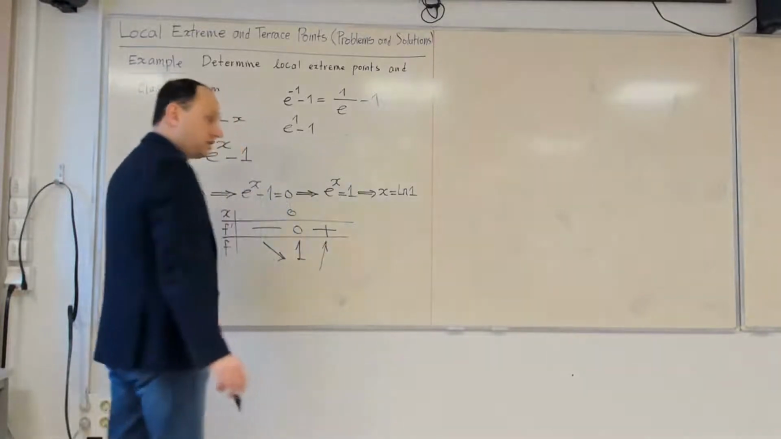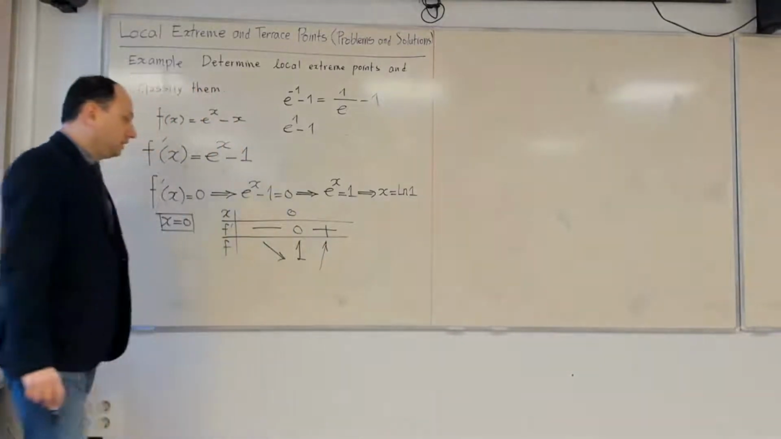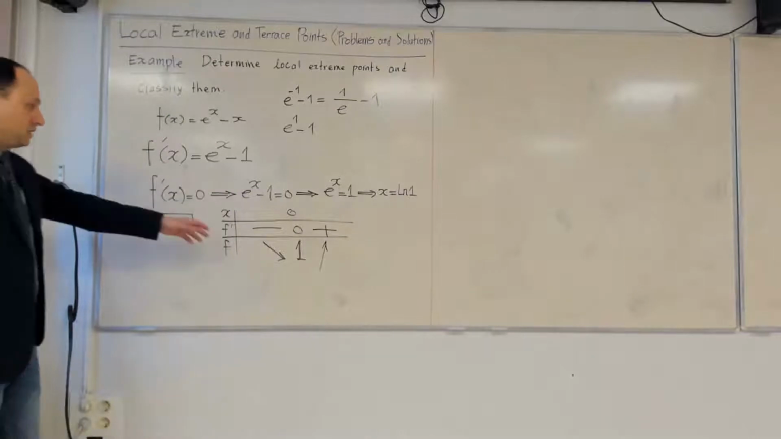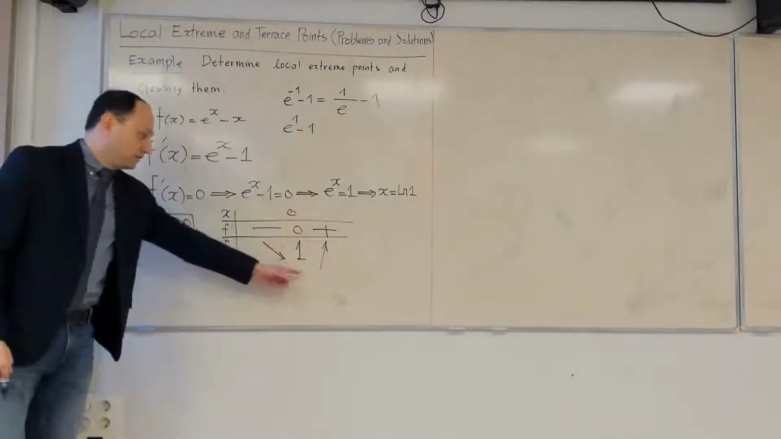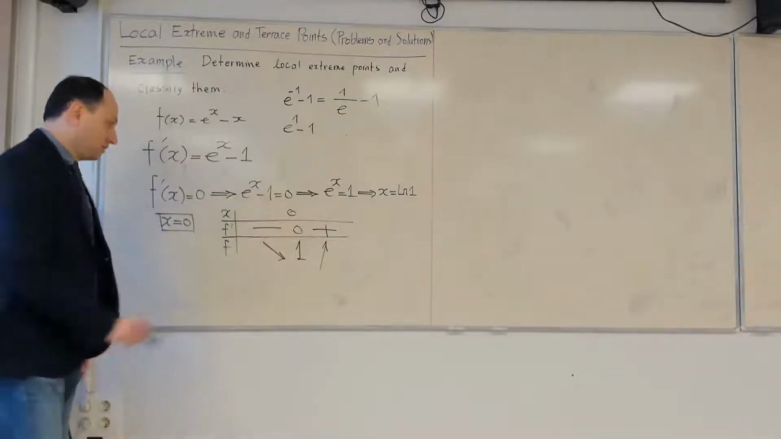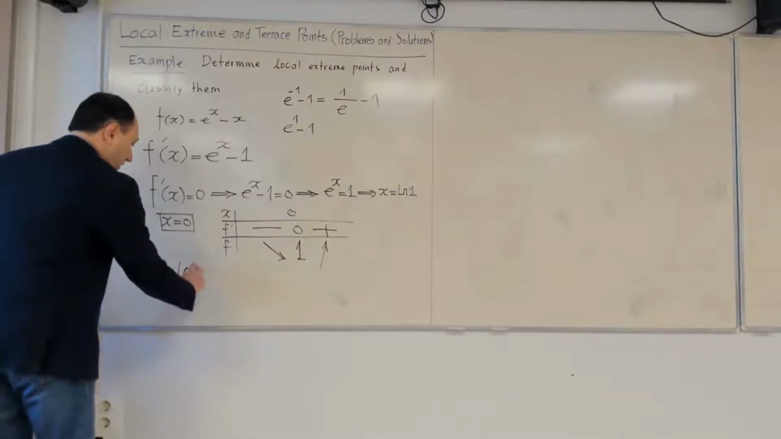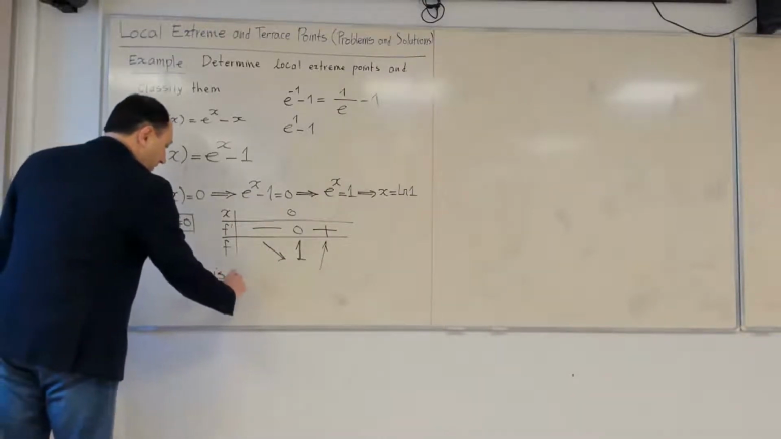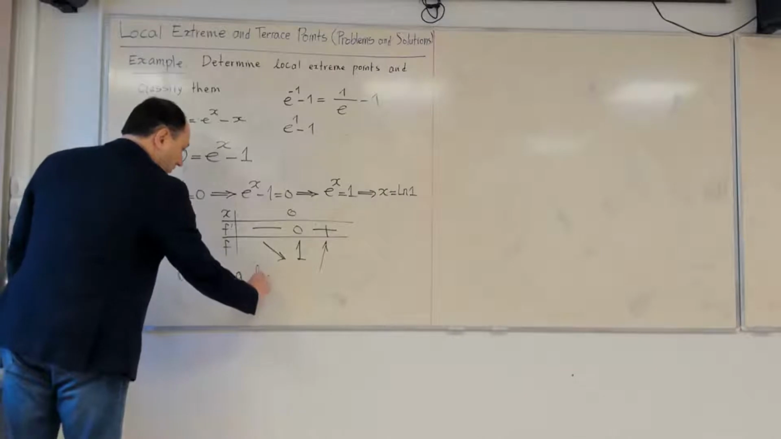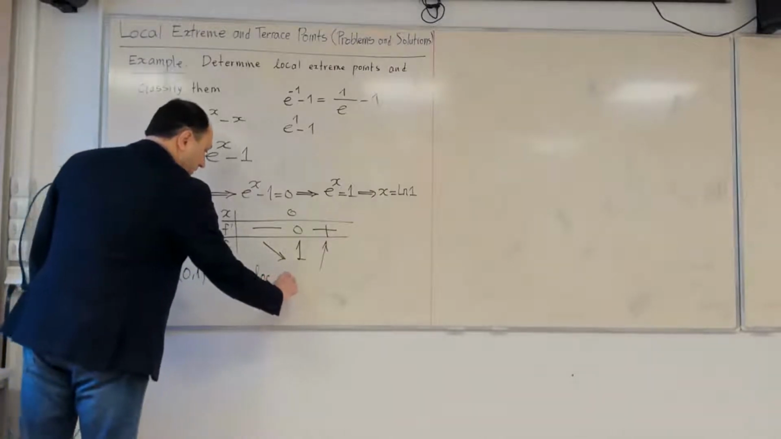And then here I have decreasing, increasing. So this point is the only extreme point. And what is the type of the point? The type of the point is a minimum. Yes? So I would say that 0 and 1 is a local minimum point.